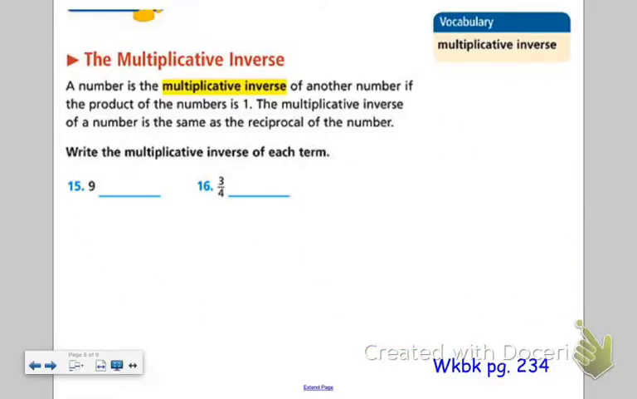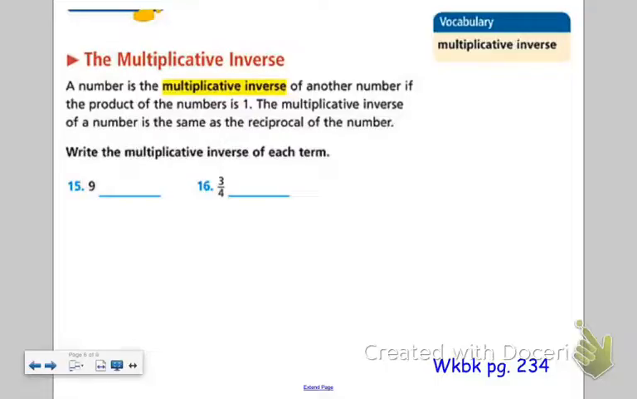Alright, now we're going to have a little bit of fun. We're going to talk about the multiplicative inverse. A number is the multiplicative inverse of another number if the product of the numbers is 1. Meaning we're trying to find one number that when we multiply it by another number, we get the product, or the answer, of 1.